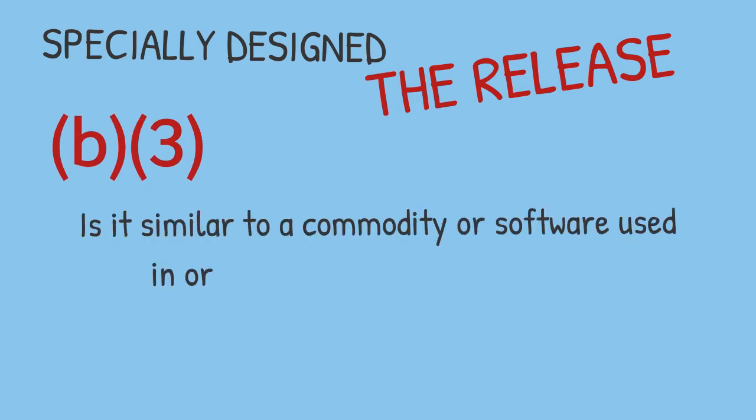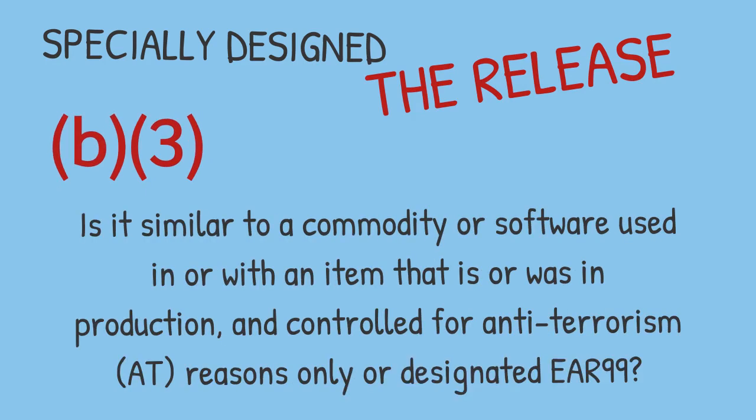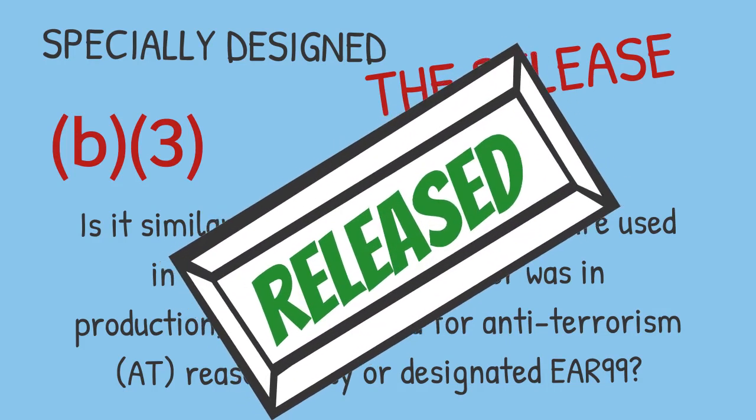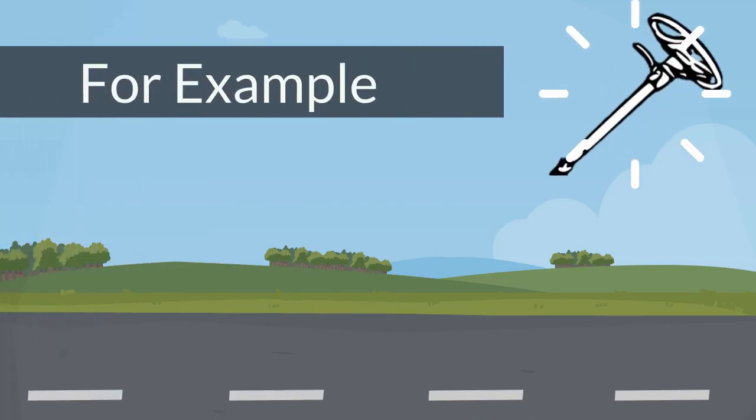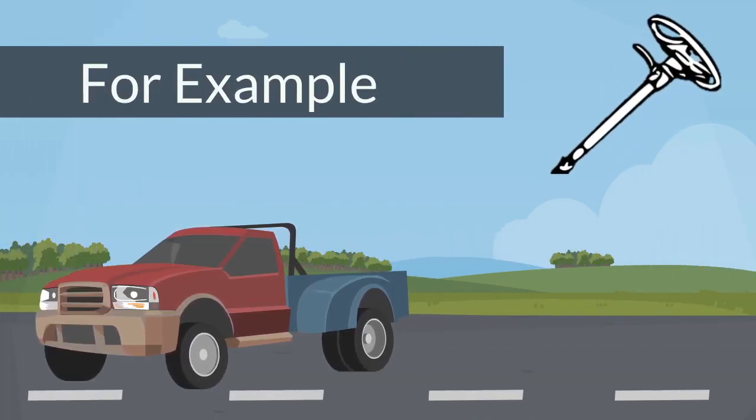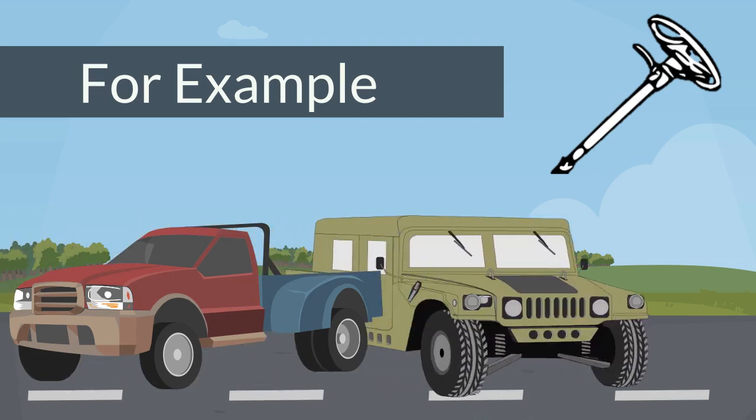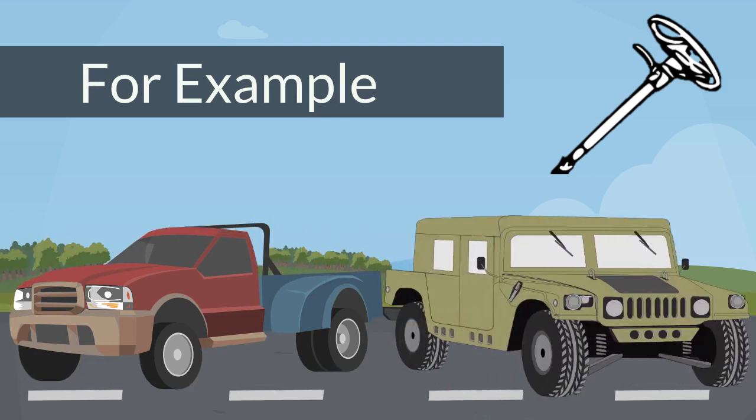Paragraph B3 releases parts that have the same performance capabilities and the same or equivalent form and fit as those used in or with items in production and controlled for anti-terrorism reasons only or designated EAR99. For example, a steering shaft used in an EAR99 designated truck in production that was modified only in length to extend through armored plating of a military vehicle would not be specially designed for that military vehicle.